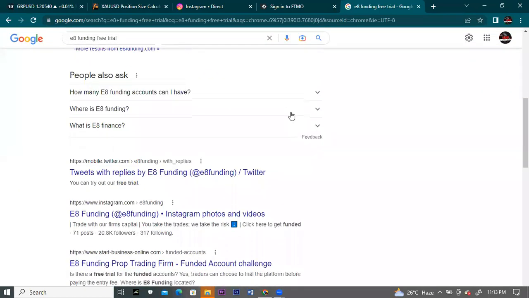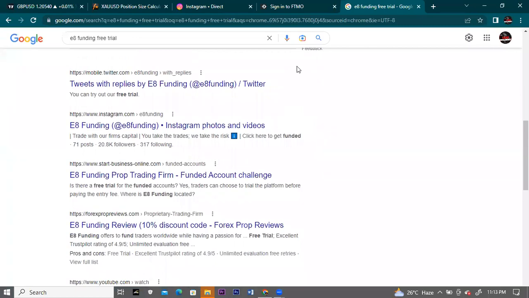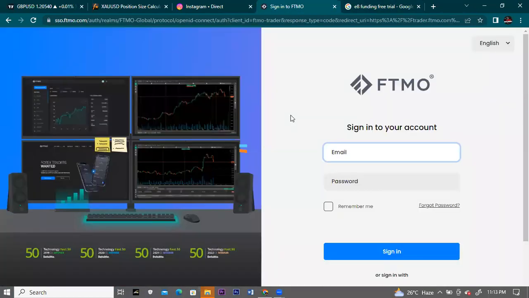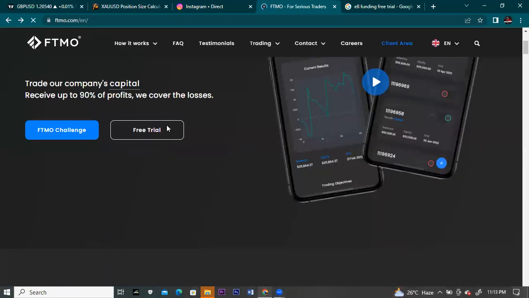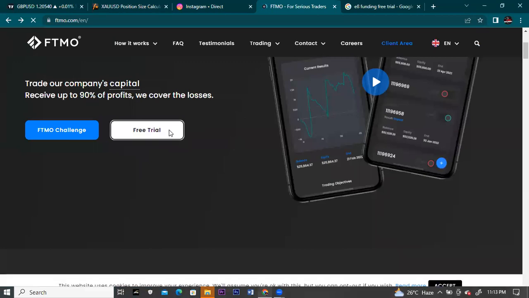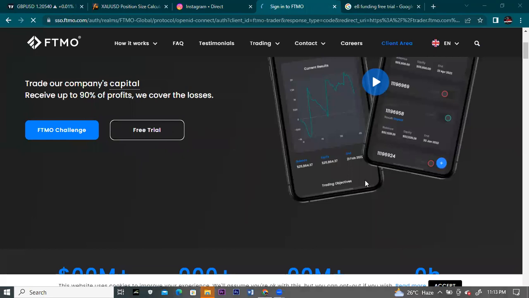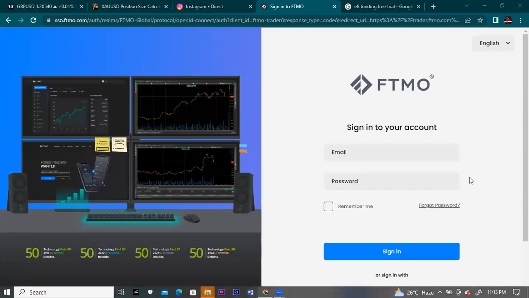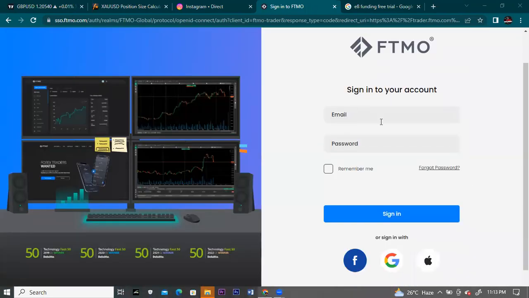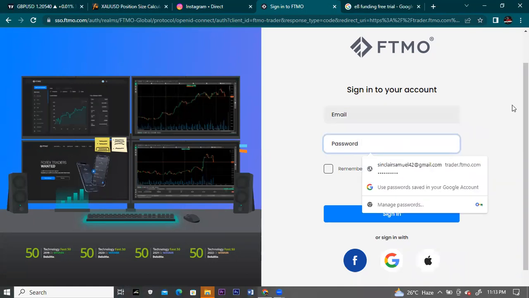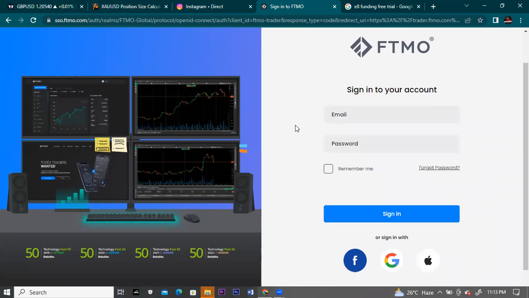It seems like they also offer a free trial. The one we commonly use is FTMO. So you can use FTMO. Just come to their homepage and click on free trial. They would give you a space to register. You can just put your email, put your password, and sign in. Then you select the account size you need.